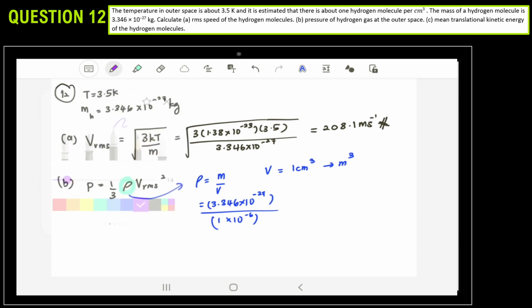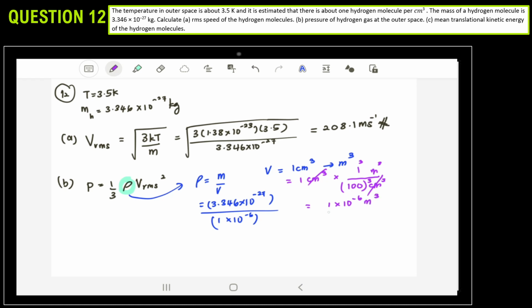So this is from chapter 1. 1 centimeter cube, so centimeter to meter: 1 meter is 100 centimeter. We want to cancel centimeter cube, so we need to take this. It must be all cubed, right, power of 3. So you will get 1 times 10 power of negative 6 meter cube.